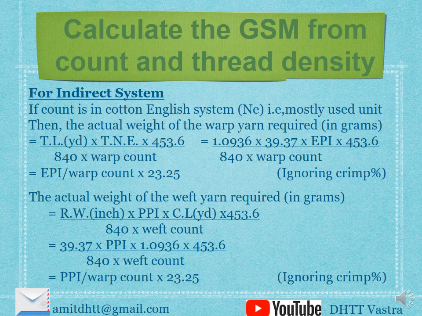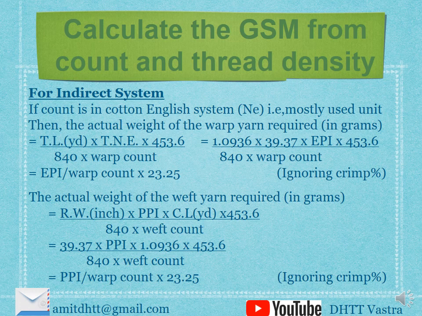Next, for the total number of ends, that is width into ends per inch, in place of total number of ends we can write 39.37 into ends per inch. Then we get ends per inch upon warp count into 23.25, ignoring the crimp percentage here.